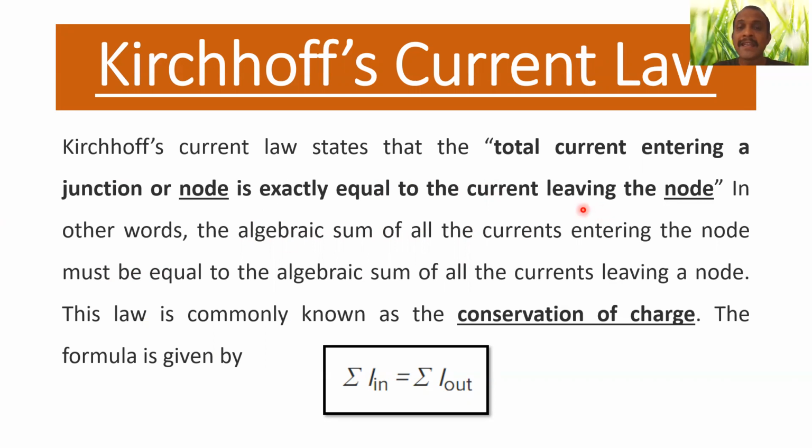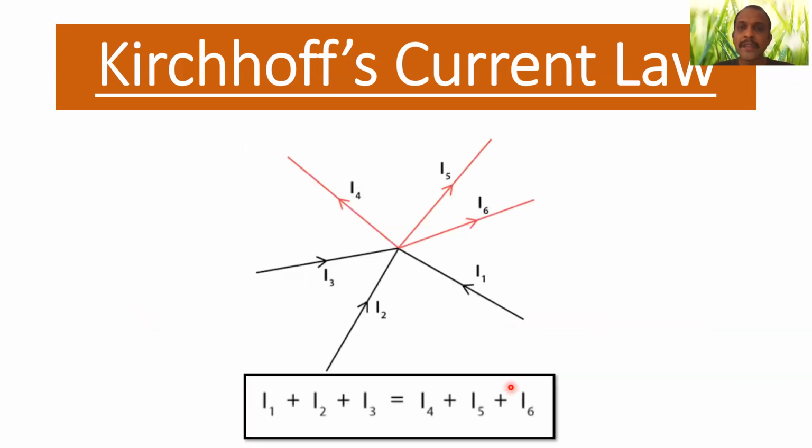That's how it goes. Kirchhoff's current law talks about the law of conservation of charge because it deals with current. Current is the rate of change of charge. So it states that in any particular circuit, the charge is going to remain constant. It is basically given by sigma I in is equal to sigma I out. So we'll go to the next law.